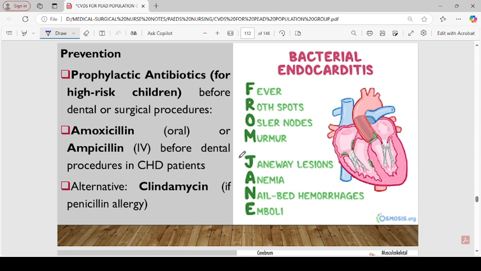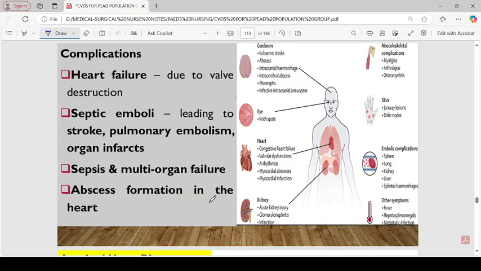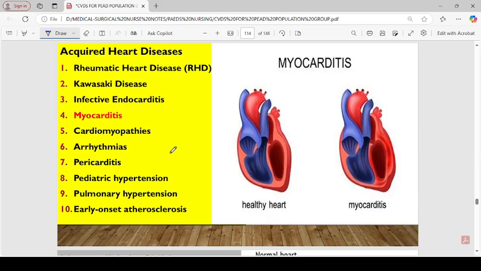Prevention, we can have prophylactic antibiotics for higher risk children before dental or surgical procedures, amoxicillin for oral or ampicillin for IV before dental procedures in congenital heart patients. We could also do clindamycin if the patient is penicillin allergic. Complications of infective endocarditis include heart failure, septic emboli, sepsis, multiple organ failure, and abscess formation in the heart. So that is all about infective endocarditis.